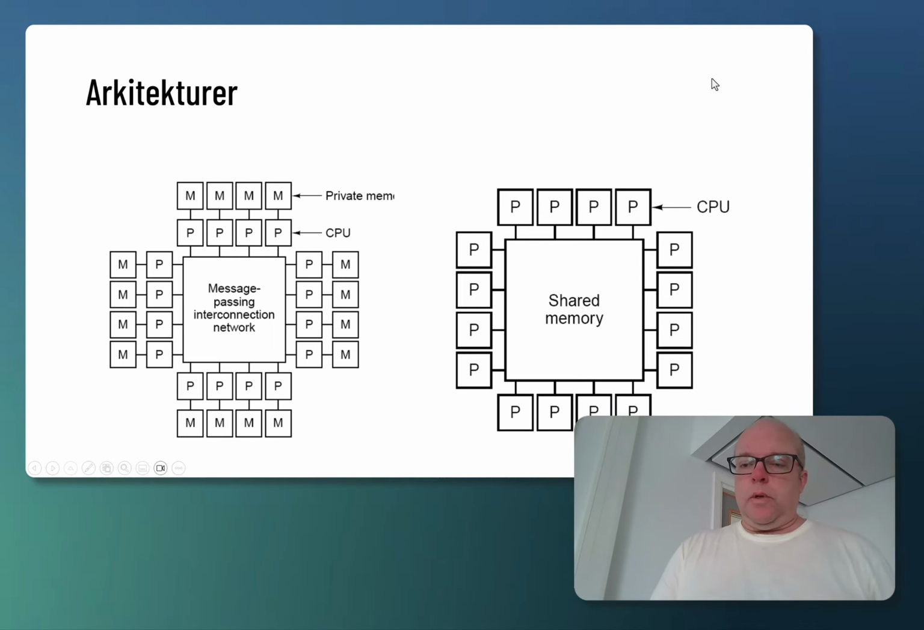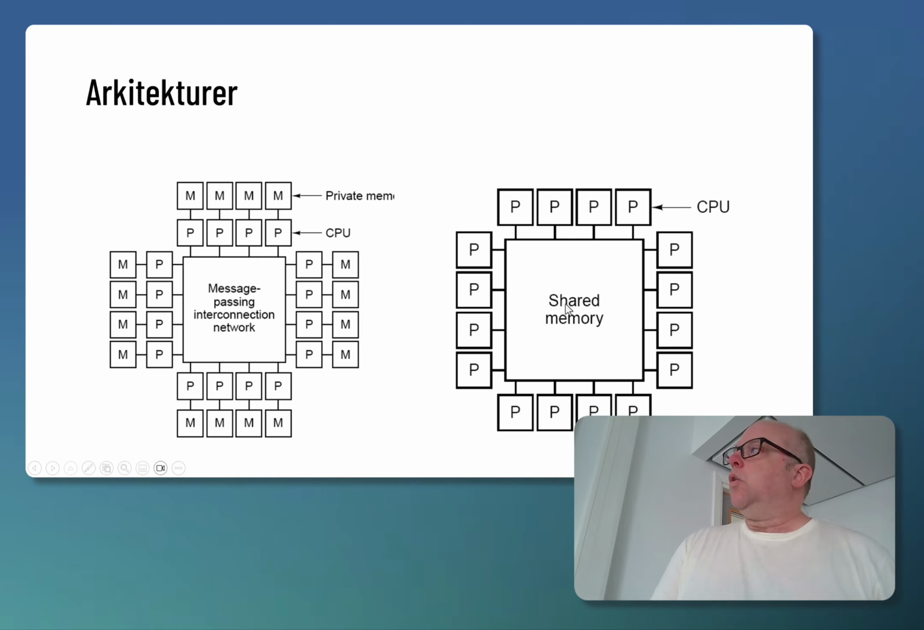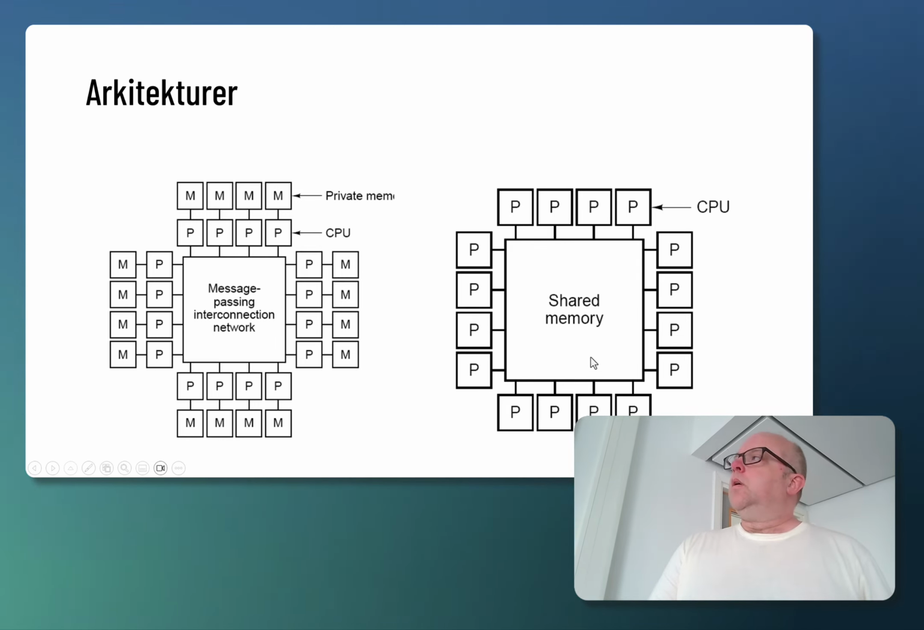This is what you have inside your computer. You have processors here. They share memory here. So each of these is a CPU. If you have a laptop, these are your cores that you can see, and they all share memory. And then you can connect them together in a network.